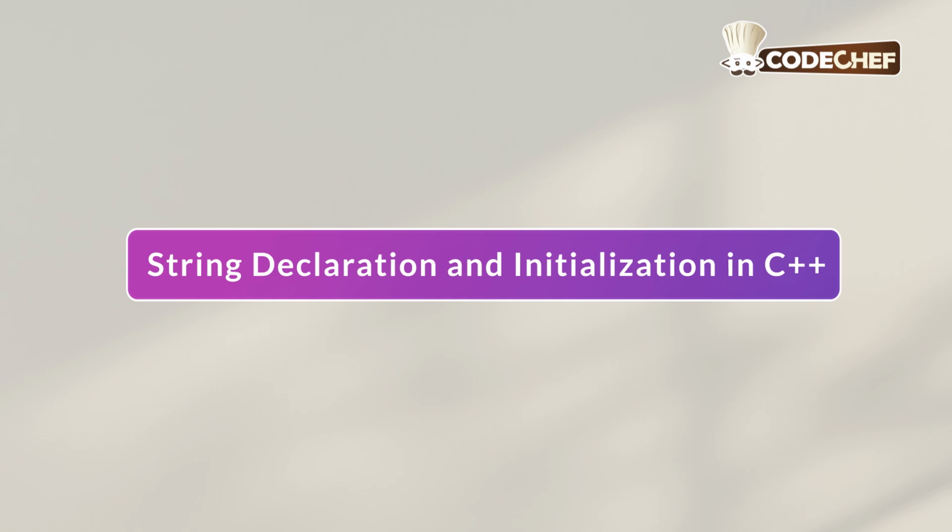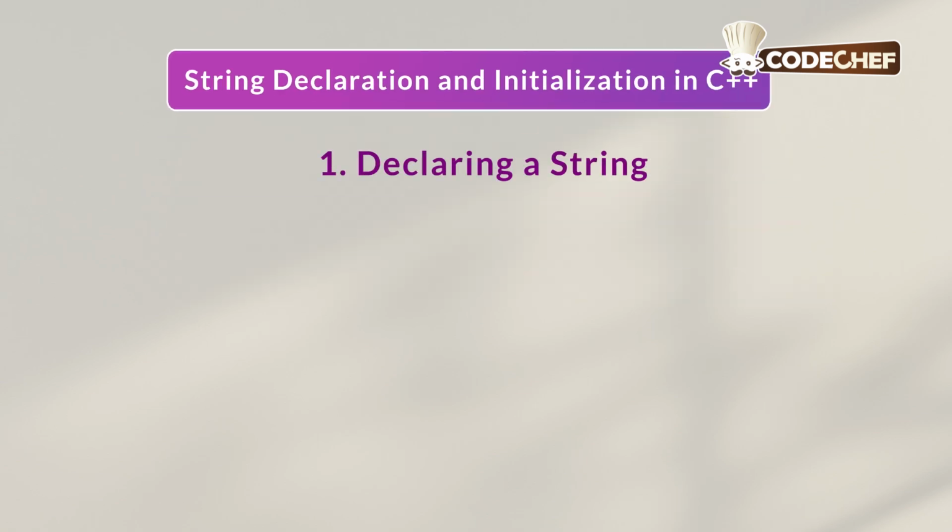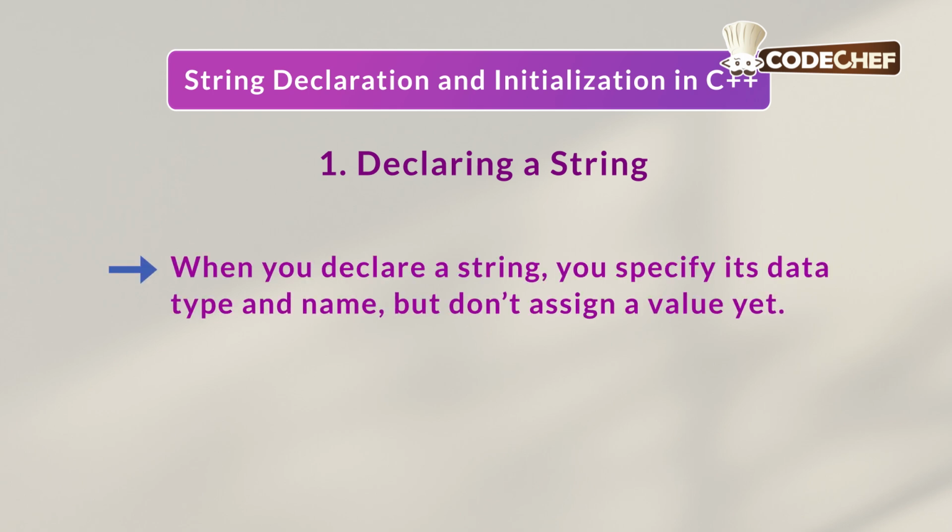String declaration and initialization in C++. Let's start with declaring a string. When you declare a string, you specify its data type and name, but don't assign a value yet. Example, string name and semicolon. Here we use the keyword string and the name of the string, which we have decided is name.